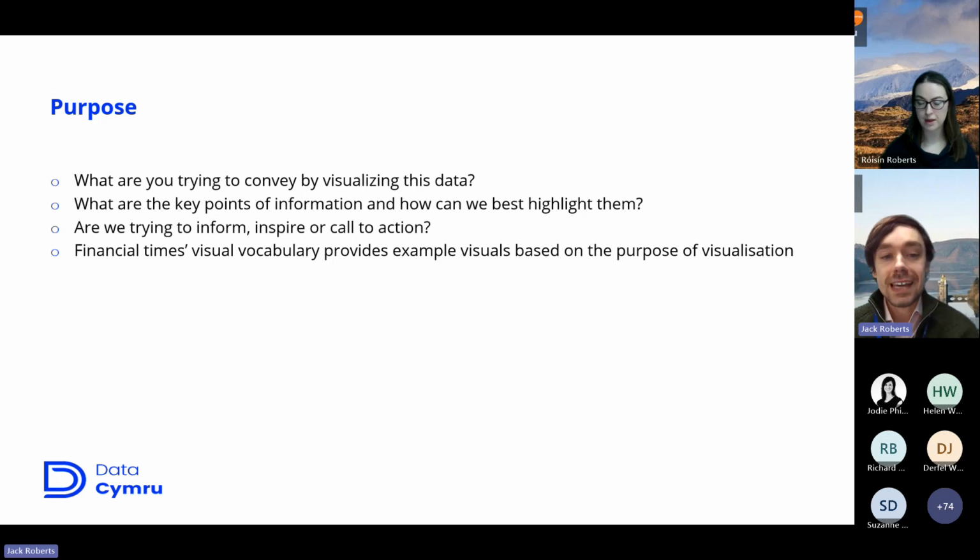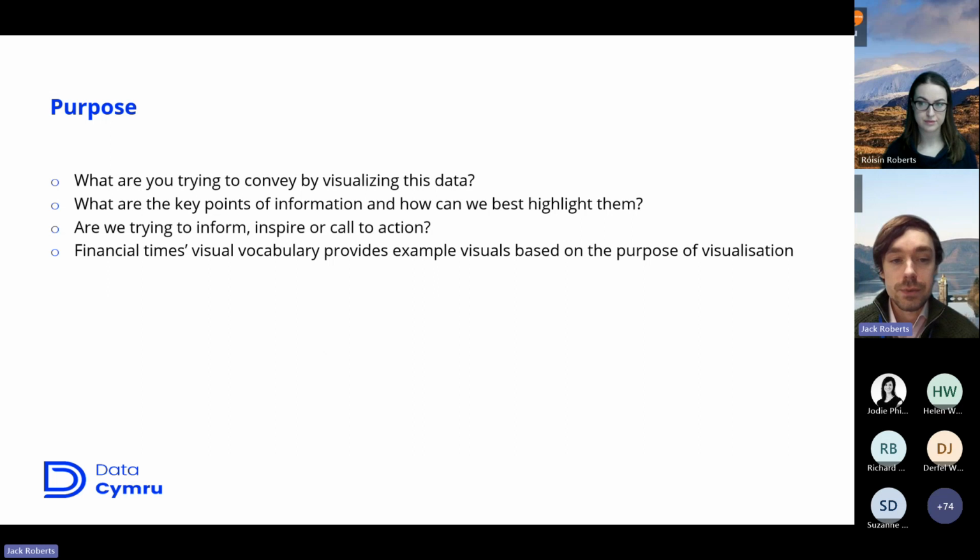So what are the key points of the information, and how can we best highlight them? Remembering not to draw in that bias, there's still going to be key points that will come across from the data, and there are ways to highlight them. For example, as we saw earlier, you can label certain points on the chart. You can highlight things with colour. There's a lot of different things that you can do. And also consider, are we trying to inform, inspire, or call to action with our chart? This is a basic point of your purpose, is what you're trying to get across with your chart, and it's going to affect the way that you present the data.